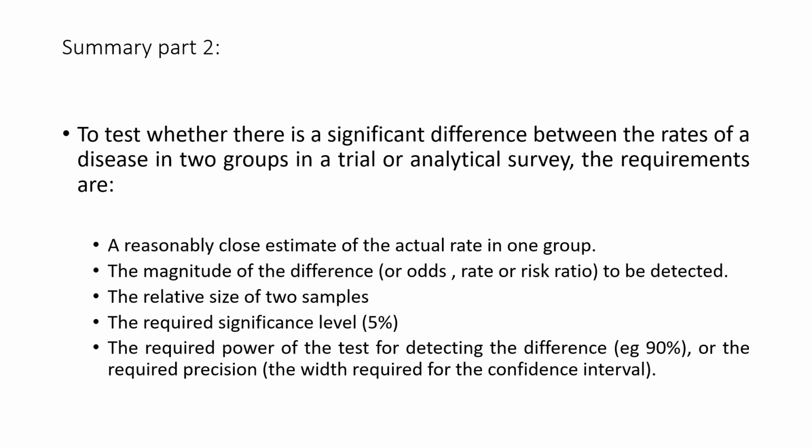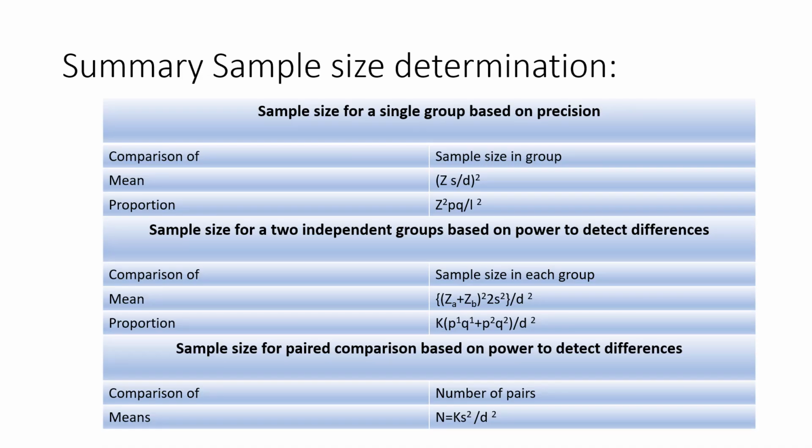The relative size of the two samples, whether you want to take equal numbers or 1 is to 2 or 2 is to 1 or 3 is to 1. The required significance level, the required power of the test, 90 or 80%. By default, it is taken at 80%. Now, this chart gives the summary of sample size.